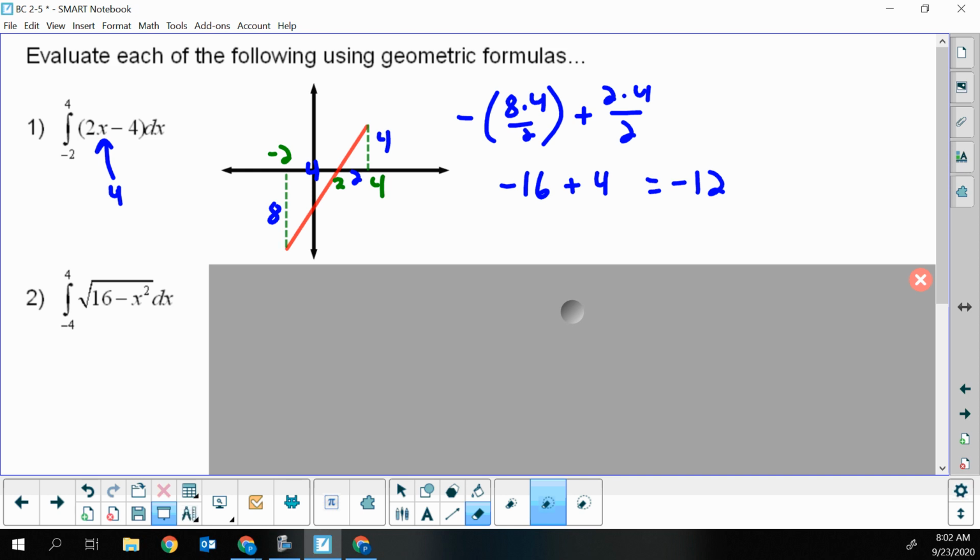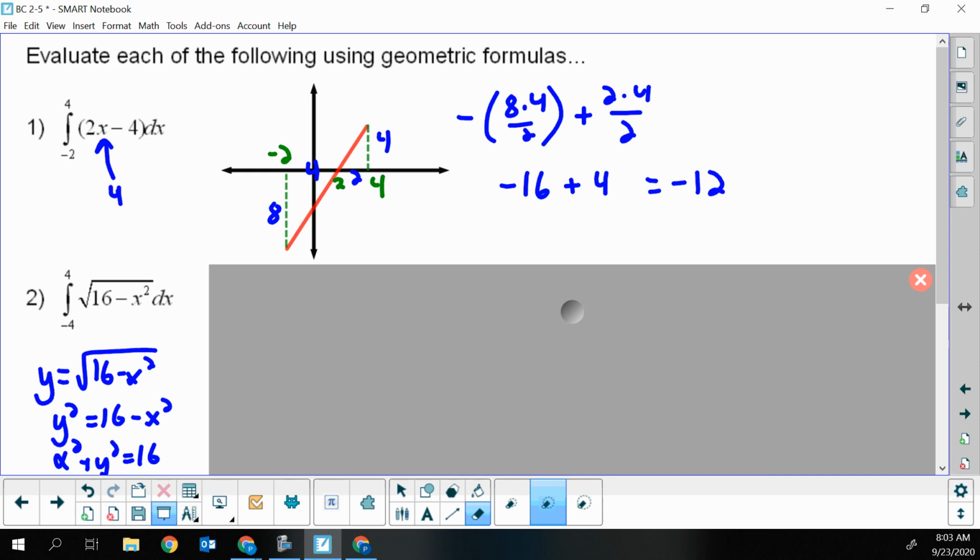Now our next one, we've got the square root of 16 minus x squared. Imagine if that was equal to y. If you squared both sides and moved the x squared over, that'd be x squared plus y squared equals 16. So we know from that, hopefully, that we're working with a circle centered at the origin with a radius of 4.